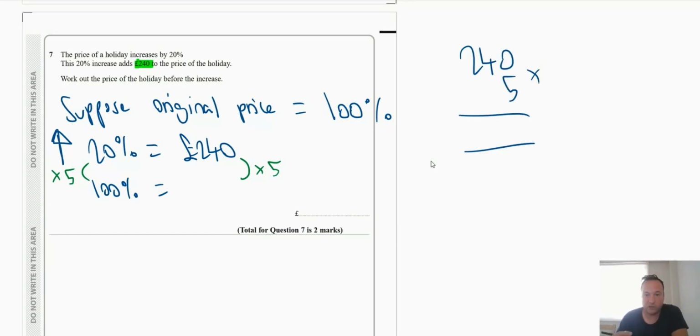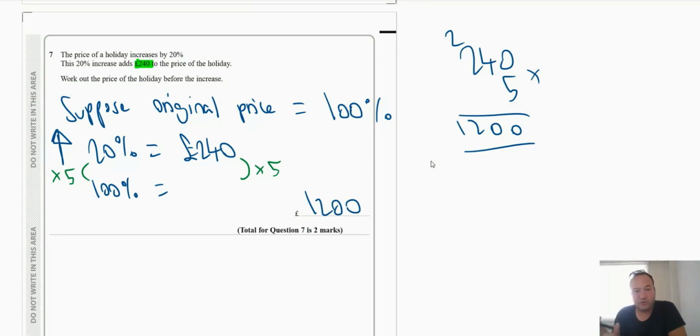Again, we can't use a calculator, so we have to do this manually. 0 times 5 is 0, 2 5s is 20, carry the 2 over here, 2 times 5 plus the 2 is 12. So we can see that altogether we've actually got 1200.